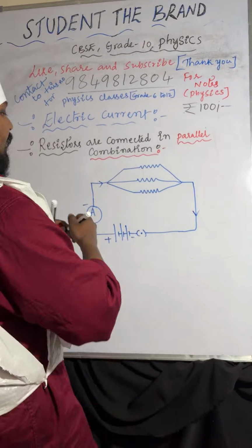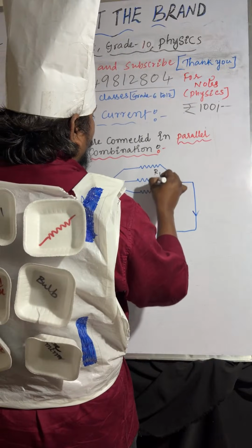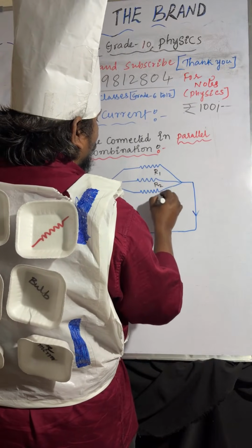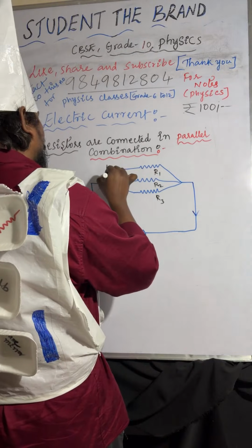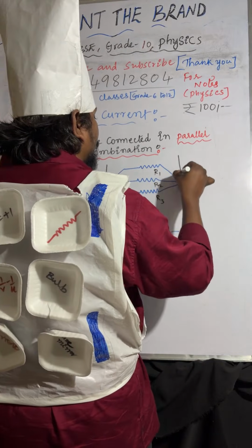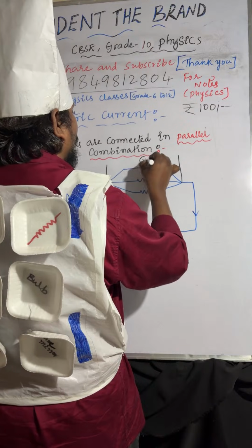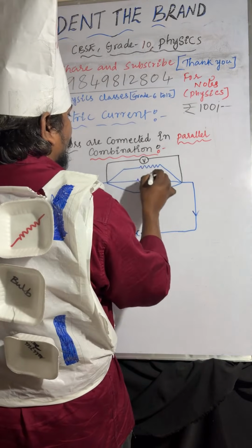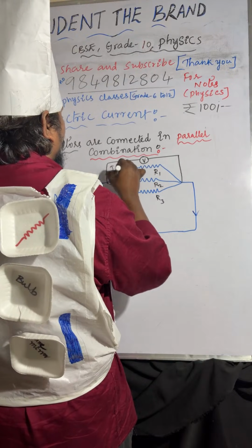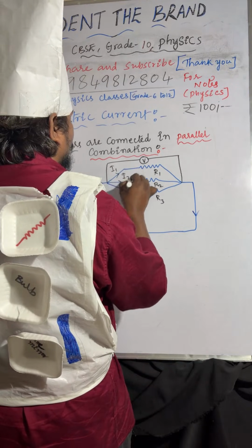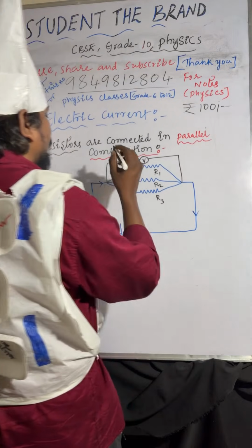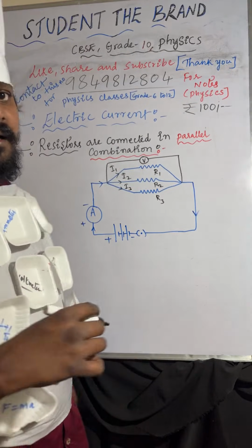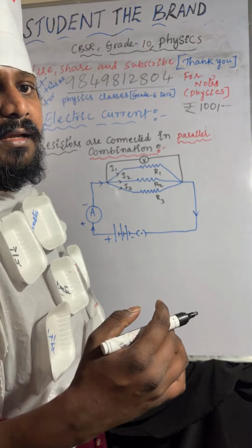Okay, so this is R1, R2 and R3. Here I am connecting the potential difference V across them. Across R1, current I1 is flowing, across R2, I2, and across R3, I3.